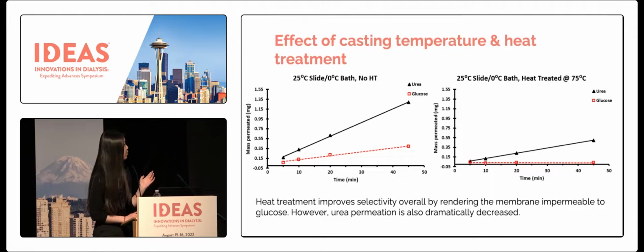And over here, we were mostly looking at the effect of heat treatment and how effective it really was at preventing glucose from passing through, but allowing urea to still pass through. And this is challenging because they're so similar in molecular weight. Urea is 60 Daltons and glucose is 180, and in the grand scheme of things, that's a very small difference. But we found that with otherwise identical conditions, heat treatment was able to completely get rid of the glucose permeation through the membrane.